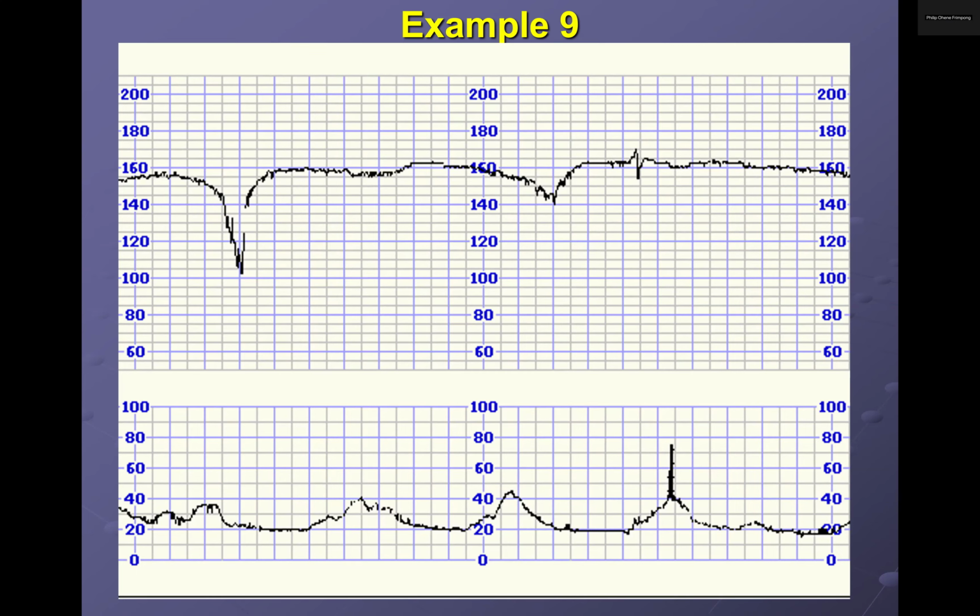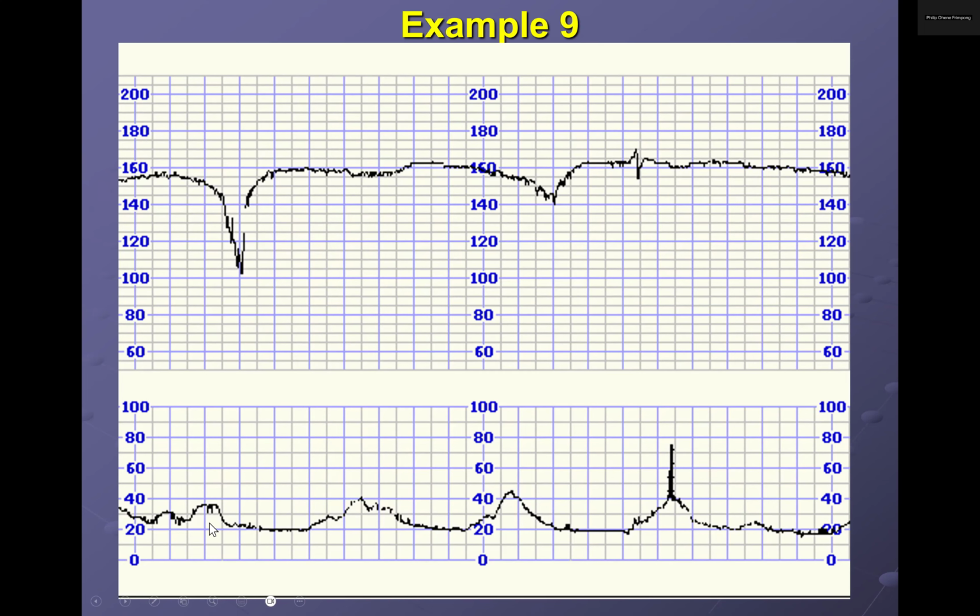There are absent accelerations. You're right. They are absent. Very good. And so let's now, what about decelerations? And for decelerations, there are late decelerations.